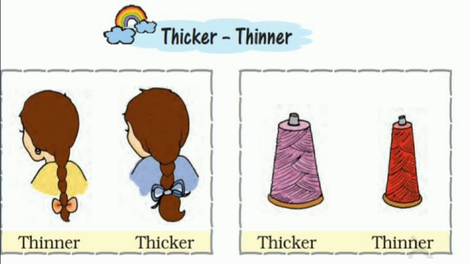Beside that you can see two thread reels. Which is thick, children? First or second? Yes, the first reel is thick. As we are comparing between two, we say the first reel is thicker than the second one. Among two, which is thin, children? The second reel, right? So the second reel is thinner than the first reel.